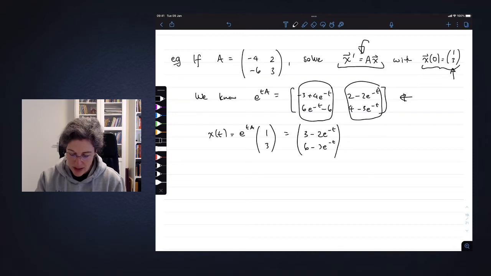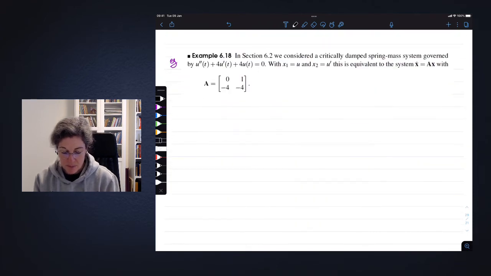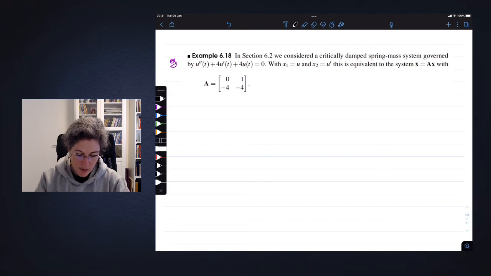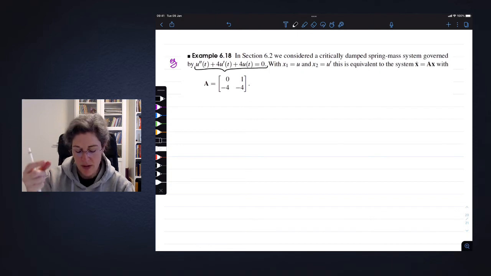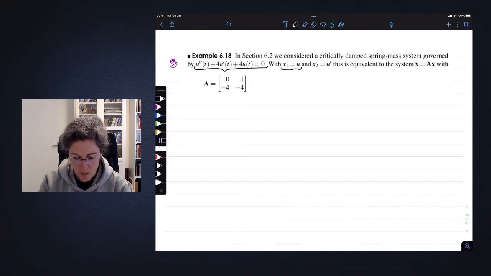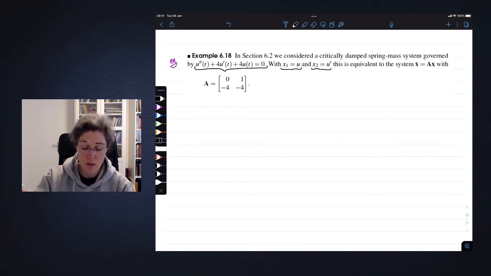So it's worth looking at another example. If we were looking at our critically damped mass spring given by this, then we could use the method that we found for converting the second order equation into 2 first order equations. As usual, you take x1 to be u, x2 to be the first derivative of u, convert it into 2 differential equations, get a system of differential equations, and you would find that the matrix in your system looks like this.